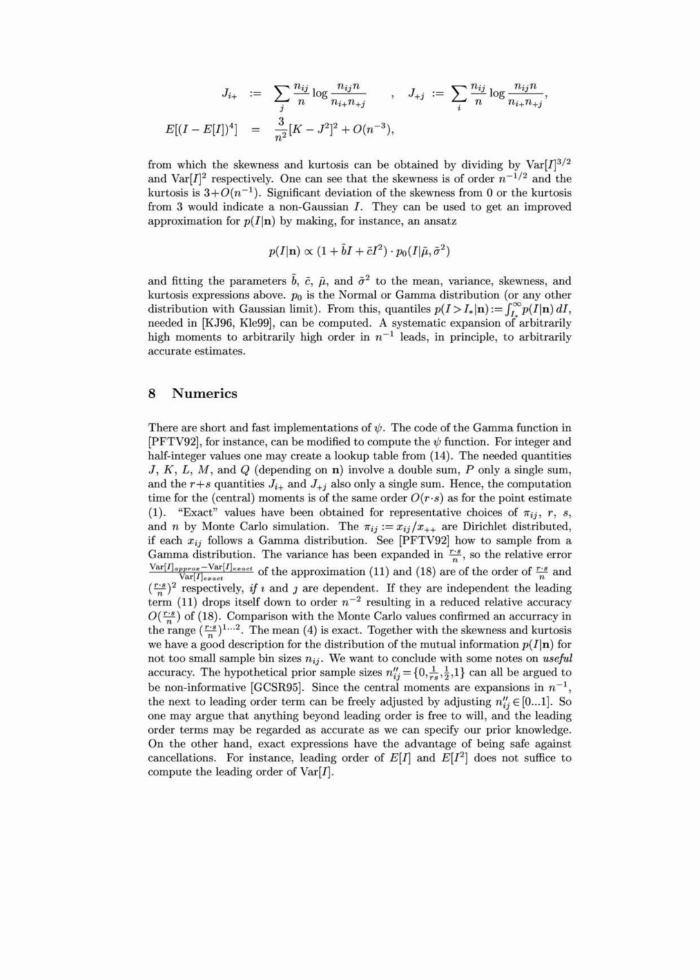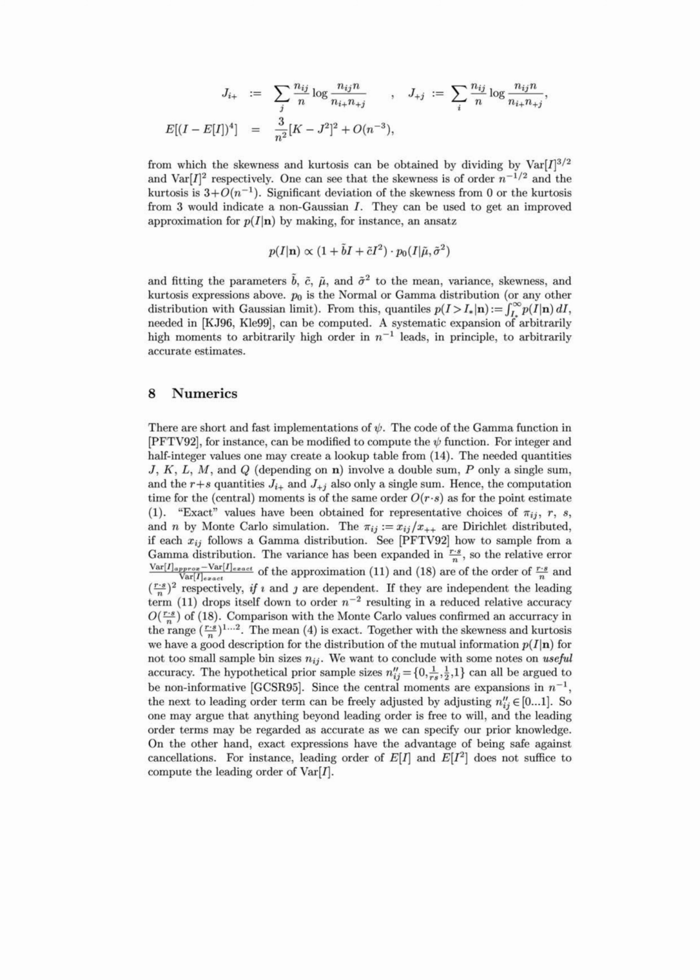Exact values have been obtained for representative choices of the parameters and n by Monte Carlo simulation. The probabilities are Dirichlet distributed if each x follows a gamma distribution. See how to sample from a gamma distribution.